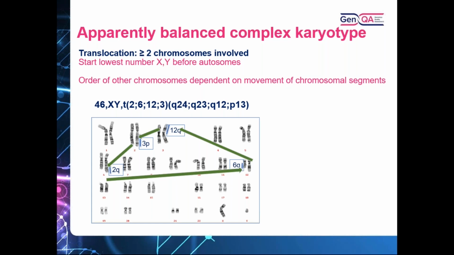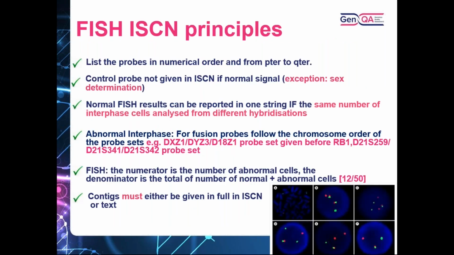So in this particular example, we start with the lowest. There's 4 chromosomes involved, 2, 3, 12, and 6. You start with 2. So 2q has gone on to 6q. So 2q has gone on to 6. 6q has gone on to 12. And 12q has gone on to 3. You do not put 2, 3, 6, 12, because otherwise you'll have no idea what the abnormality looks like. You have to follow the movement, and you always start with the lowest number first.